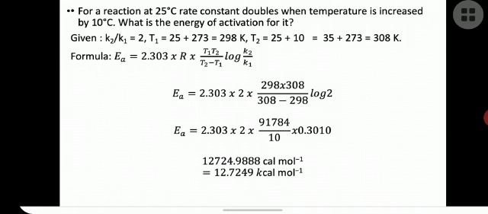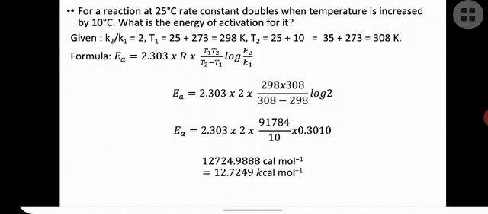energy of activation is given by 2.303 into R into T1 T2 upon T2 minus T1 into log of K2 upon K1. Therefore, by substituting these values in the above equation, we get energy of activation is equal to 2.303 into 2 into 298 into 308 divided by 308 minus 298 into log 2.